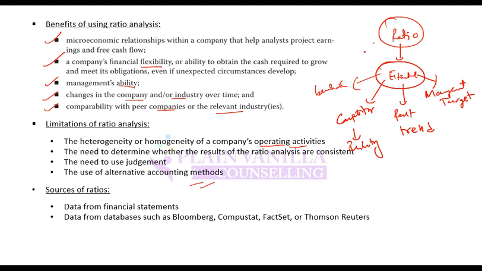How do you calculate ratios? Using data. Where do you get that data from? From financial statements or from other databases such as Bloomberg, Compustat, FactSet, Thomson Reuters. These can provide you financials of the companies or can also provide you the ratios themselves. That is, they can calculate the ratios and provide you the ratios as well.